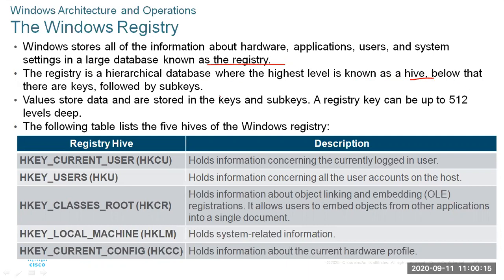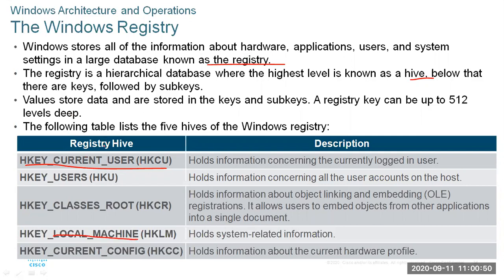Below that, there are keys followed by subkeys. Values and data are stored in the keys and subkeys. A registry key can be up to 512 levels deep. Wow. And the following table lists the 5 hives of the Windows registry. All right. This is the current user. Remember, we talked about the current user and the local machine.